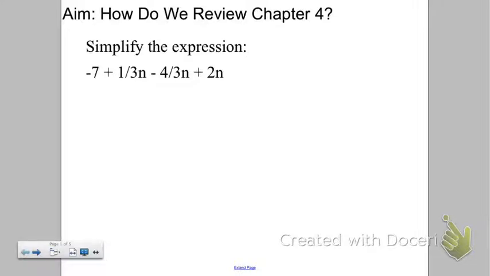Today's lesson is on how do we review Chapter 4. Simplify the expression. Negative 7 plus 1 over 3n minus 4 over 3n plus 2n. Take a second to copy down the question.